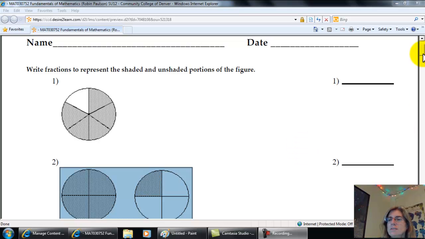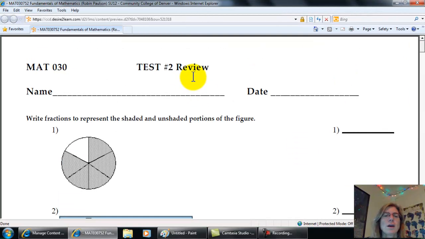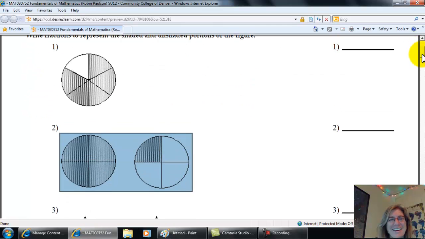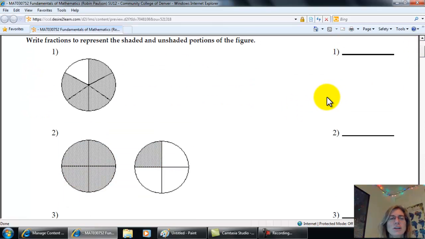Okay, this here is test 2 review. And the tests are very closely related to the reviews, so it's really smart to look at all these videos. It's almost like a review session that I would give in a classroom. But you're lucky, you get to see all the problems. It takes too long to look at them all in a classroom, but you can take your time.